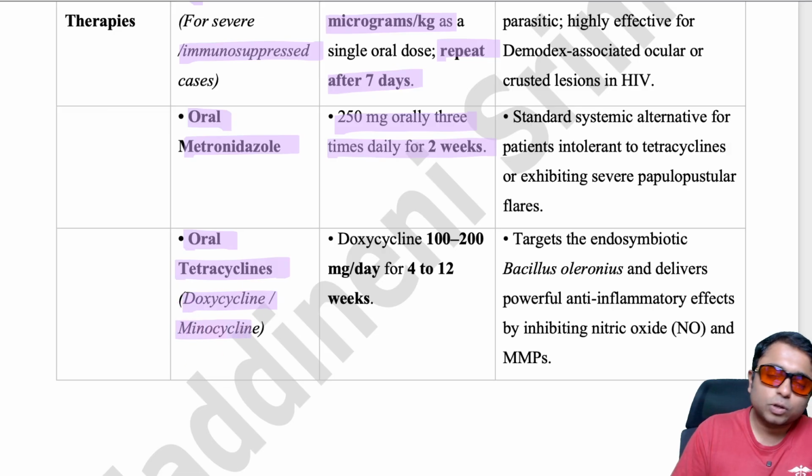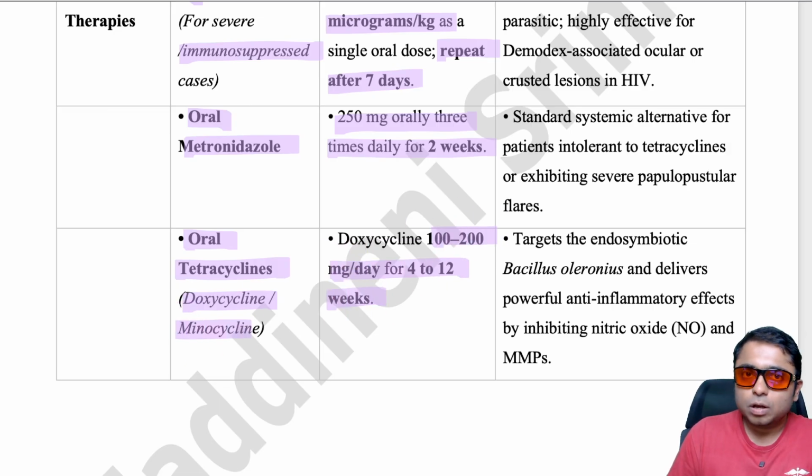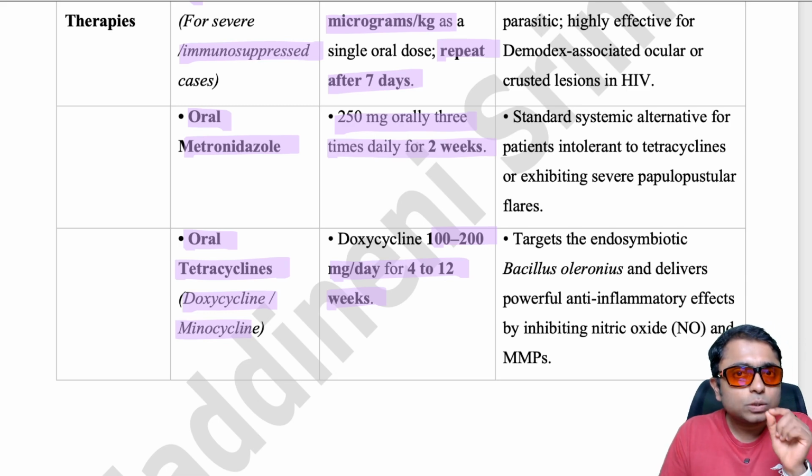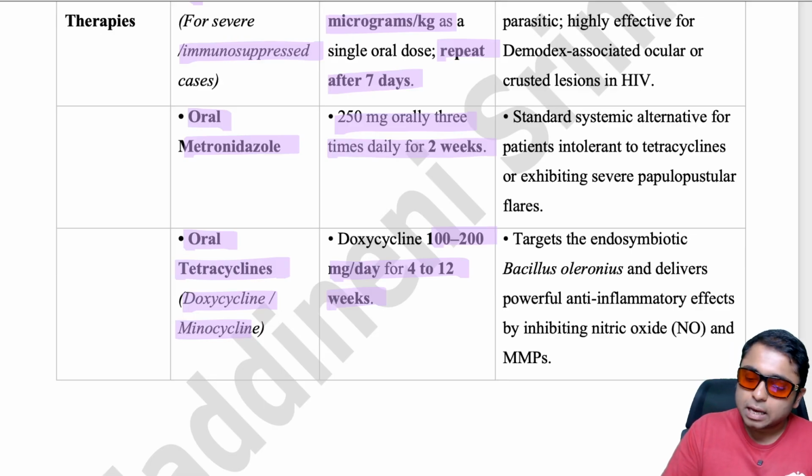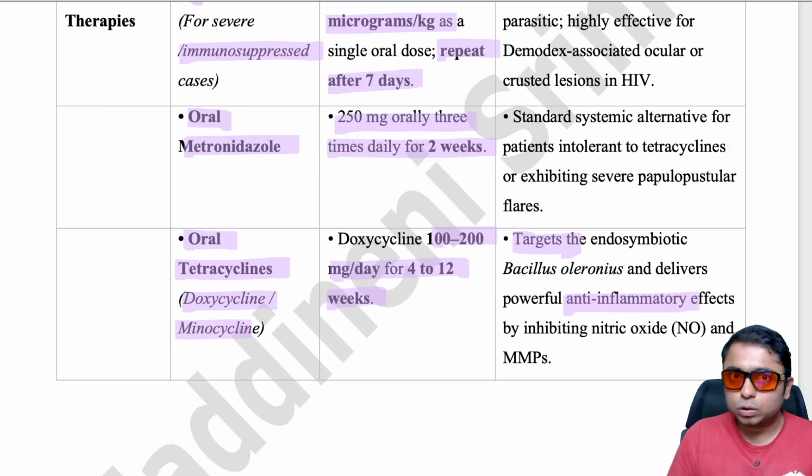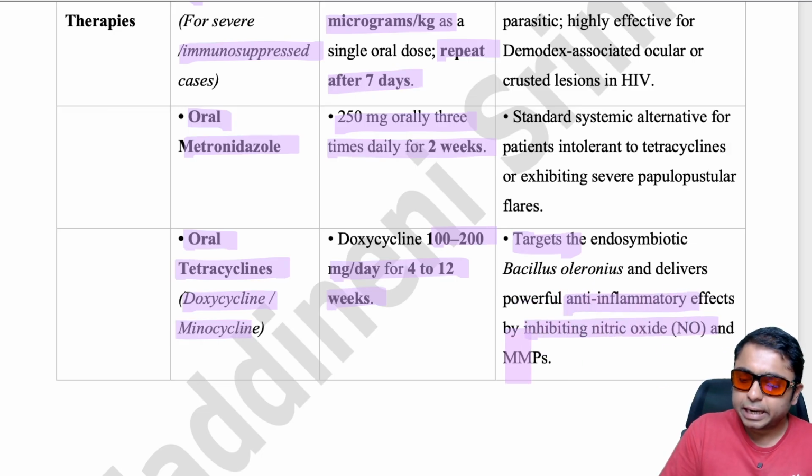The doxycycline, minocycline, 100 mg to 200 mg per day for a period of 4 to 12 weeks. And this is interesting, this could be examiner's favorite question. So why are we using this doxycycline? Because the endosymbiotic bacteria Bacillus oleronius, which is present in the GIT of the Demodex, that is the target for this medication, right? And it will deliver anti-inflammatory properties also by inhibiting the nitric oxide and also matrix metalloproteinases.